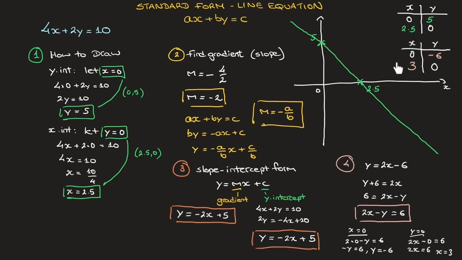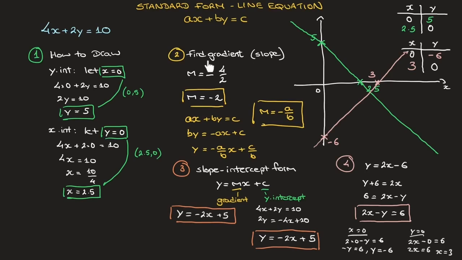There. Using these points, we can quickly draw the line. We have the y-intercept with coordinates 0, negative 6, which I'll say is right here, so I just write negative 6 there. And we have the x-intercept with coordinates 3, 0. So I'll go ahead and say that's somewhere right here. Finally, we draw the line. And there we have it. We now know how to draw a line when it's given to us in standard form.